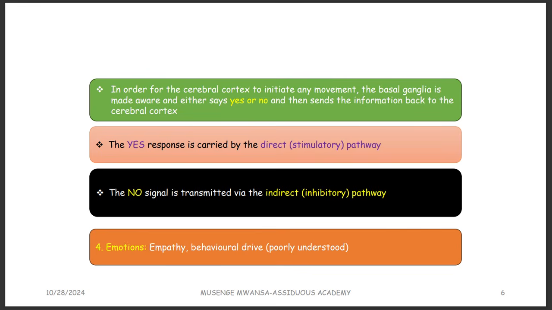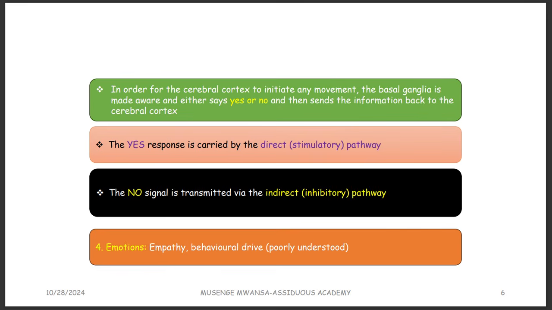The information first is coming from the cerebral cortex. And then that information from the cerebral cortex is going to pass through the basal ganglia. The basal ganglia can either say yes or no. So, whatsoever the answer that it says is going to send back the information to the cerebral cortex. And then now a movement is going to be initiated.